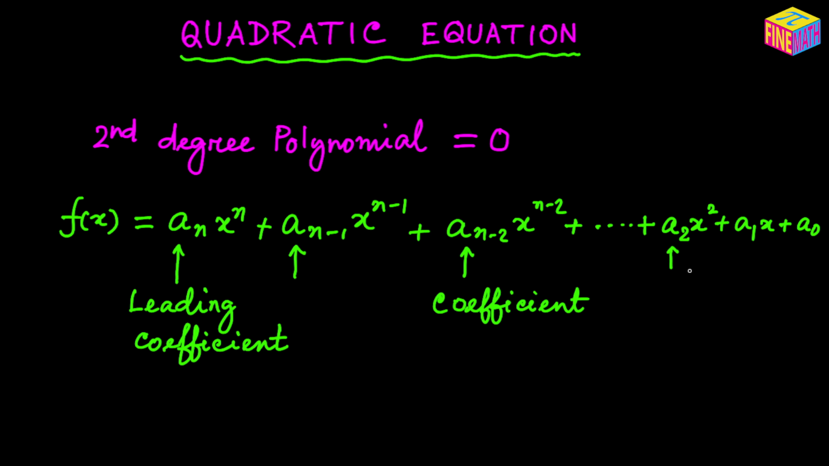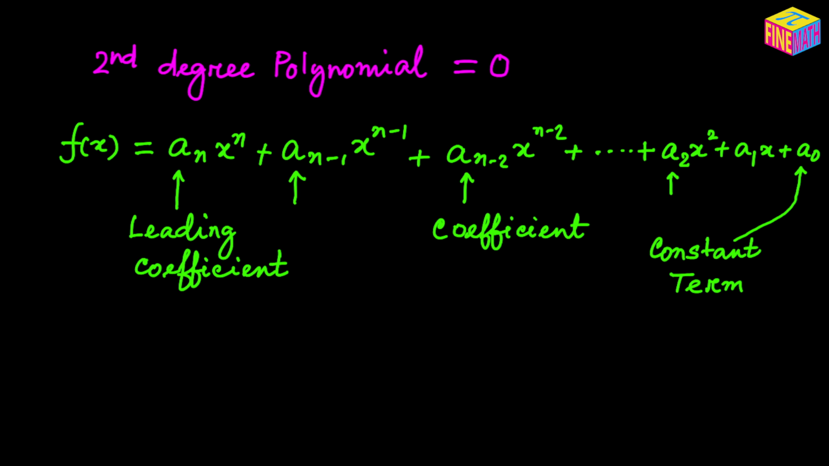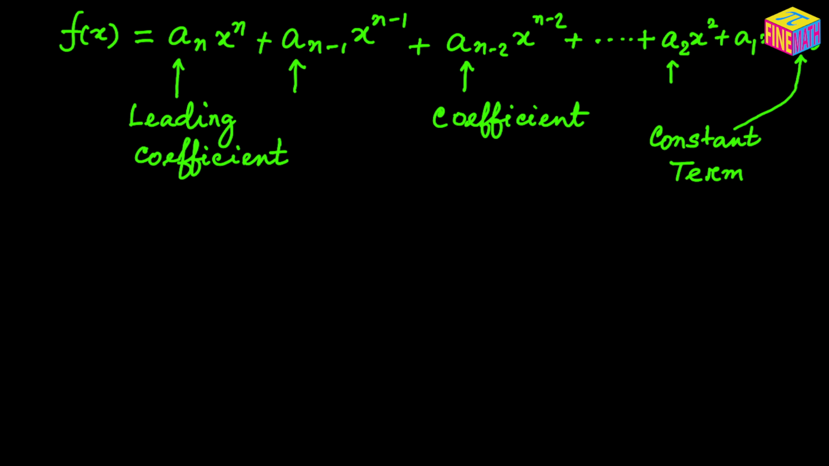And the very last term, where we do not have any x in the term, meaning you see this one, the a sub 0, where the power of x is 0. That's why you are not seeing the x, because x to the power 0 is actually 1. So this term is called the constant term. Let's take a few special cases.